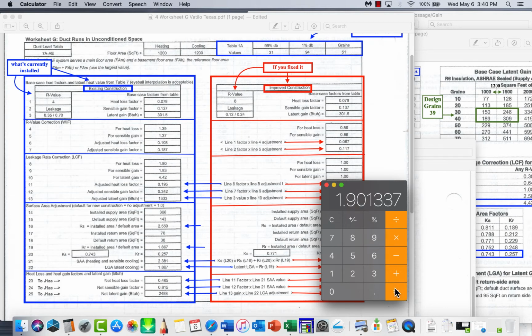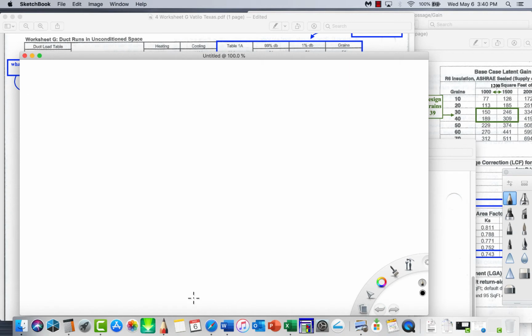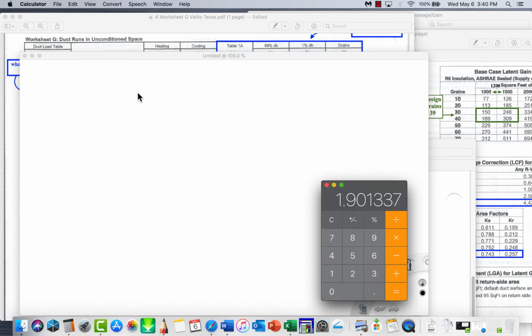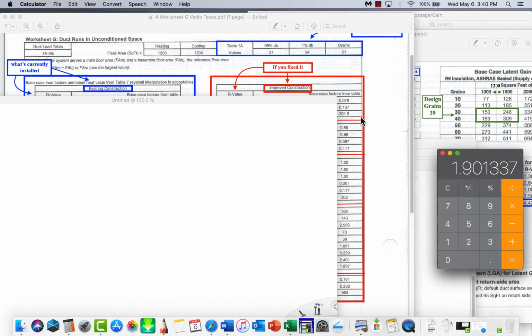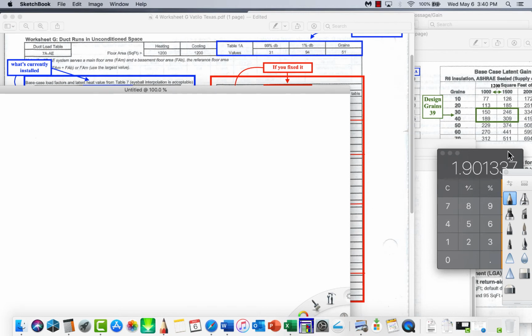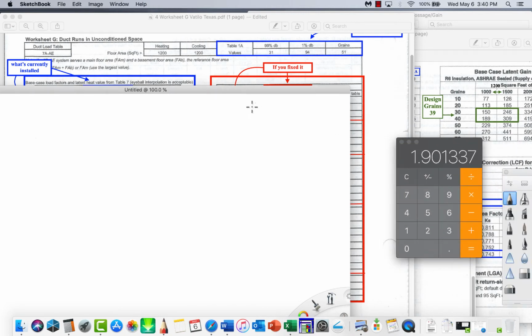There we go. Okay, so I'm going to write this number down. Let's just bring this up a little area and we can write this down on. It's always something in the way. 1.9013337, and I'm terrible drawing with a mouse.